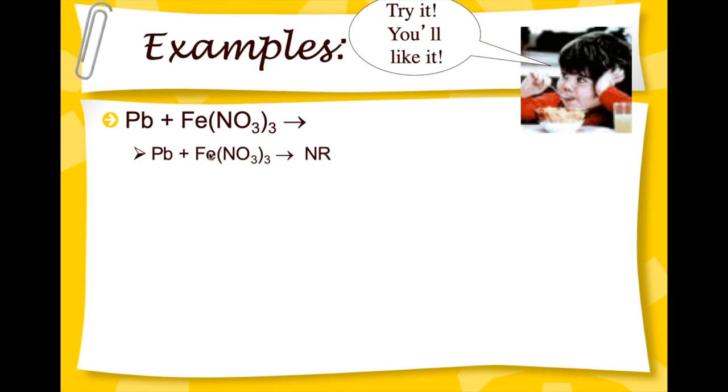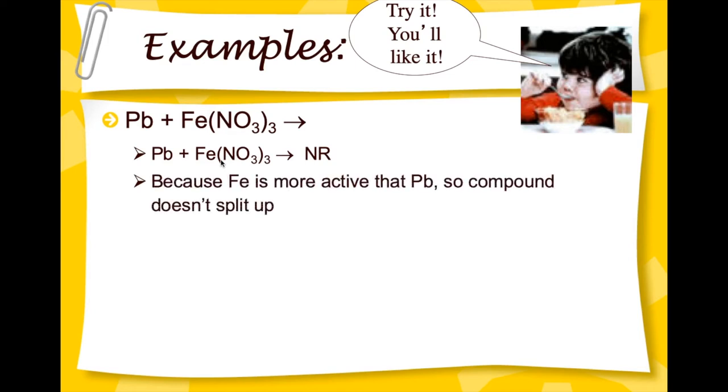If you mix these two in a beaker, you would see no signs of a reaction. The Pb, the lead, would just sit in the solution and nothing would happen because Pb is not attractive enough to split up this compound. So that's what I just said. Fe is the more active one, and so the compound can't split apart. This attraction is too strong.